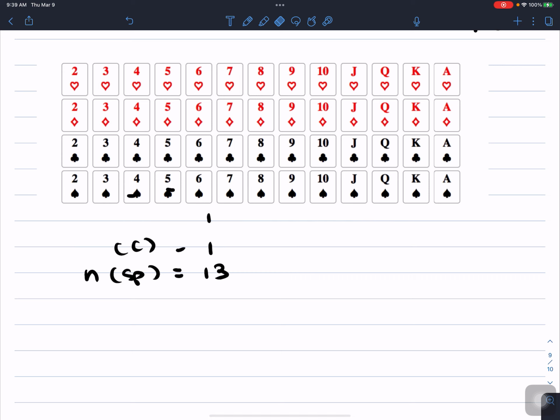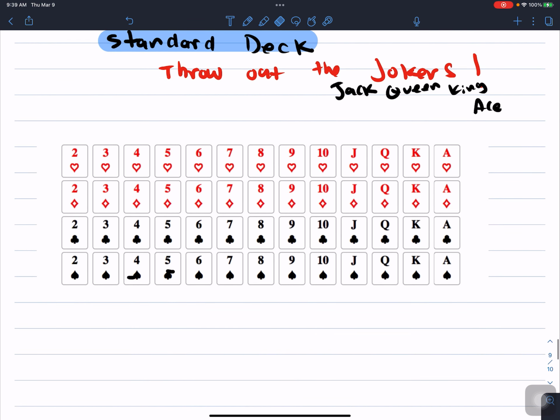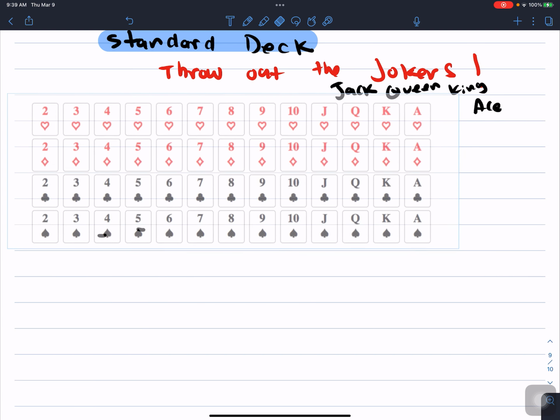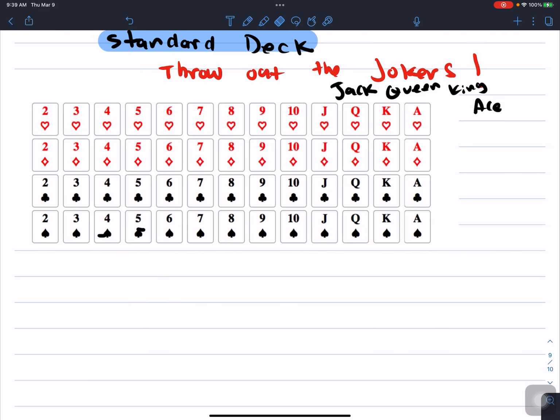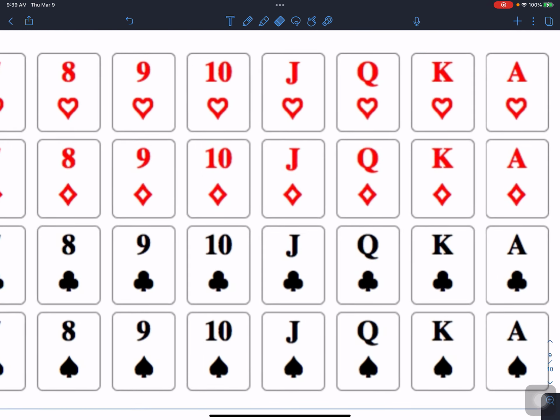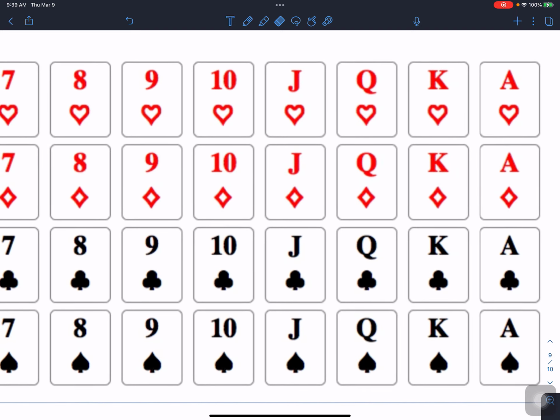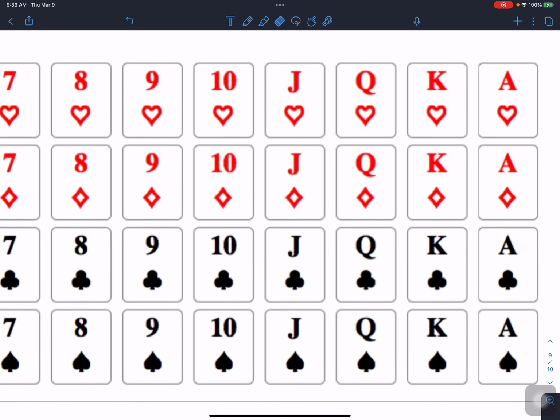Okay, again, this is a standard kind of question here. Yes, a standard deck is when you throw out the jokers. Now, just because you threw out the jokers, does that mean, what does this J stand for? Those are the jacks. Are they the same cards? No, be careful. Jokers are not the jacks.